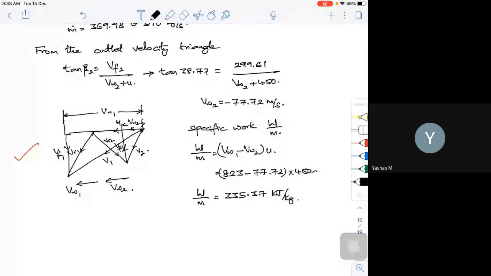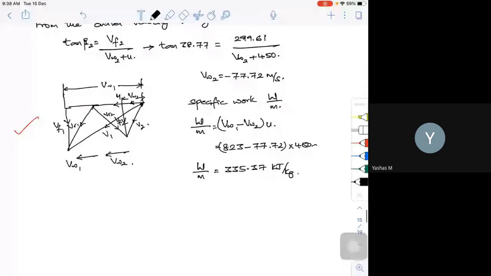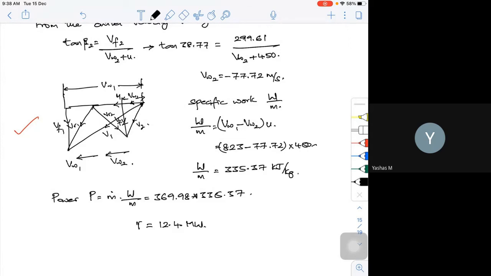So what is the power actually? If I want to calculate the power, the power P is equal to mass flow rate into your specific work. Just now we calculated the mass flow rate as 369.98, or 370, into 335.37. If I do that, I am getting around 12.4 megawatts of power developed from this particular steam turbine. So that's how you are supposed to calculate. Fine, is that clear?